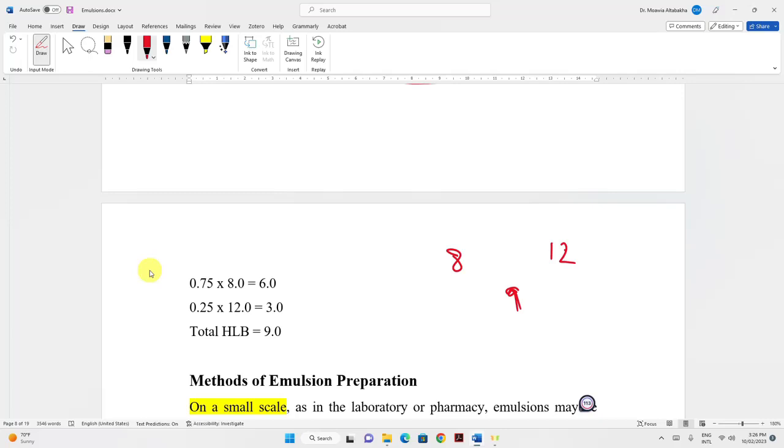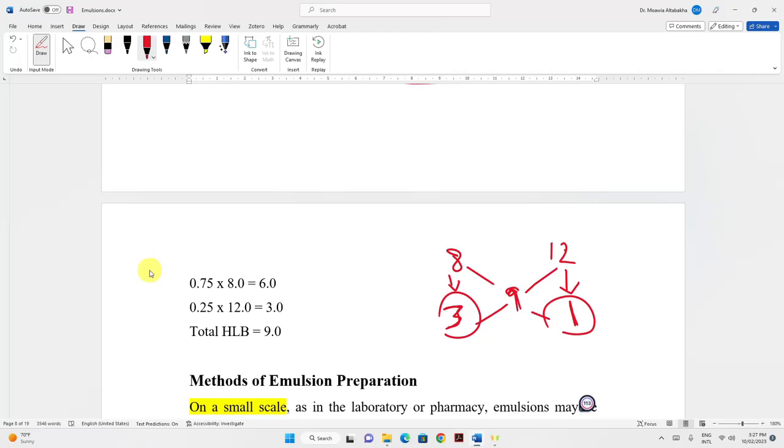Okay, now I will see the difference. What is the difference between the 12 and 9? There is a difference of 3. Then what is the difference between 8 and 9? The difference is 1. Okay, now this means that you need 1 part from 12 and 3 parts from 8. Okay, this is very easy and simple.